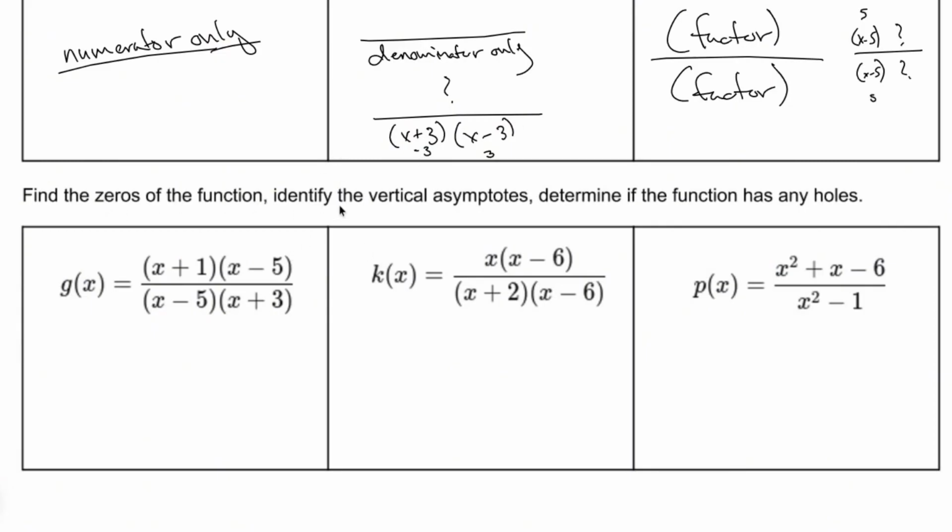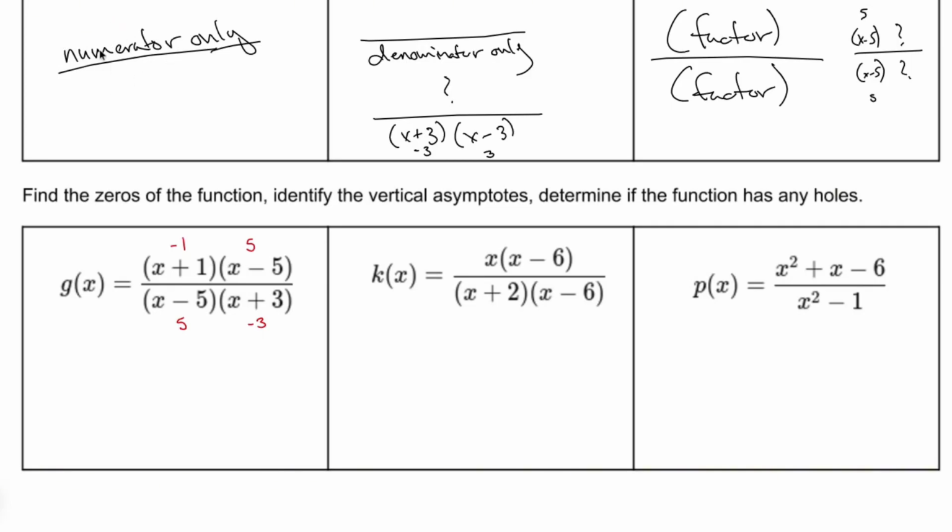Find the zeros of the function. Identify the vertical asymptotes and determine if the function has any holes. This guy is factored out already. Using the zero product property, I'm going to find our magic numbers: negative 1, positive 5, and negative 3.